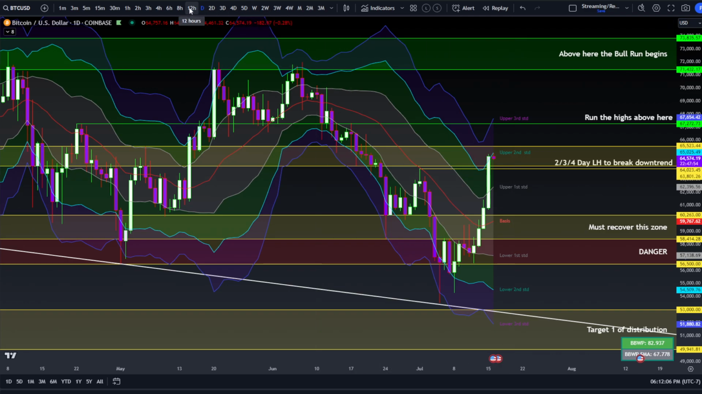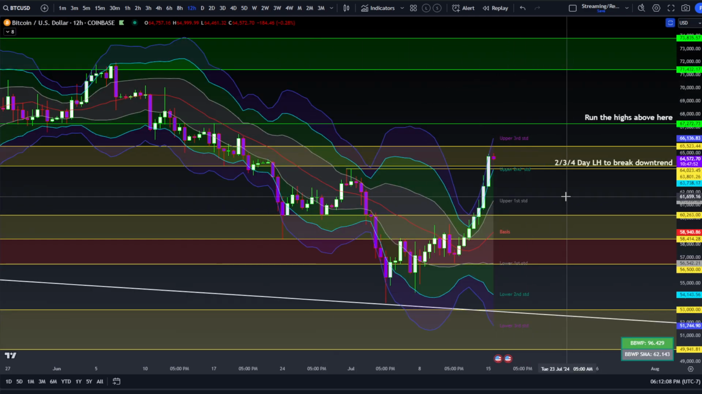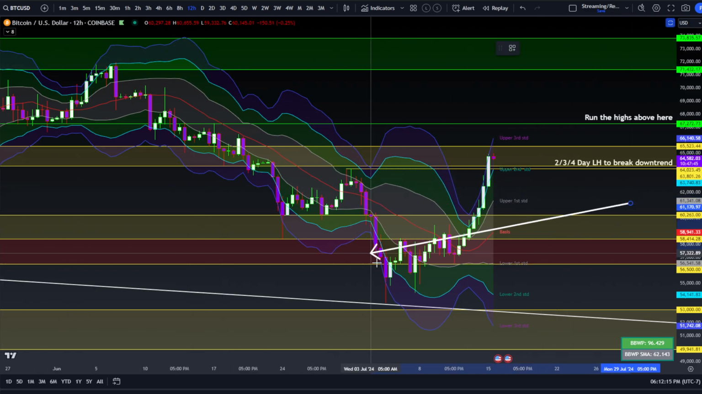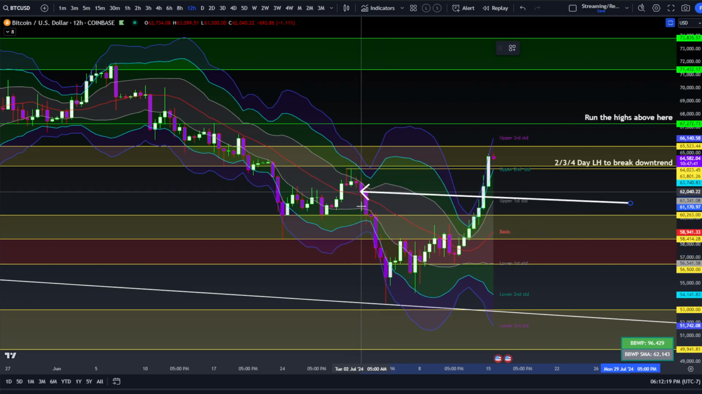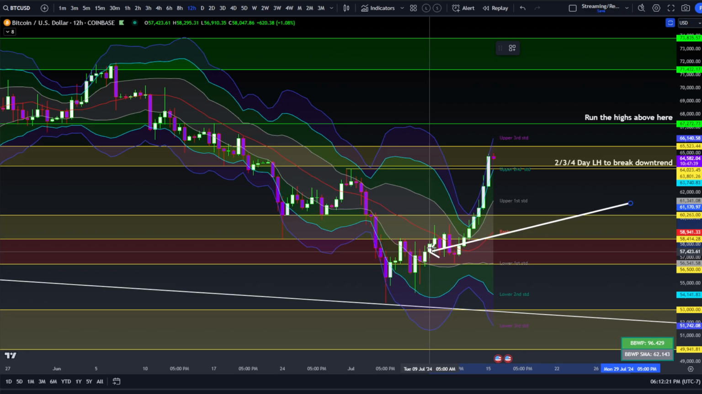So that pretty much lines up. We see that the 12-hour is getting expansion to the upside. So we did have expansion to the downside. I believe I talked about this. And then we saw some compression coming into Friday. Yeah, so I did talk about the compression. We did see the 12-hour compression.